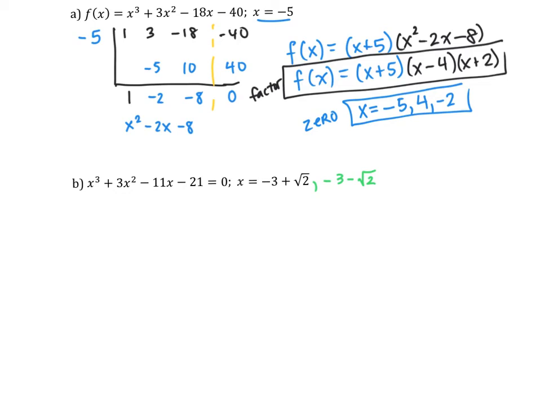I still don't want to do any kind of synthetic or long division with these 2 zeros, so I'm going to try to rethink this. Okay, I'm going to think of the factors that give me these 2 solutions, and I'm going to multiply them out so I can get a better polynomial to work with.